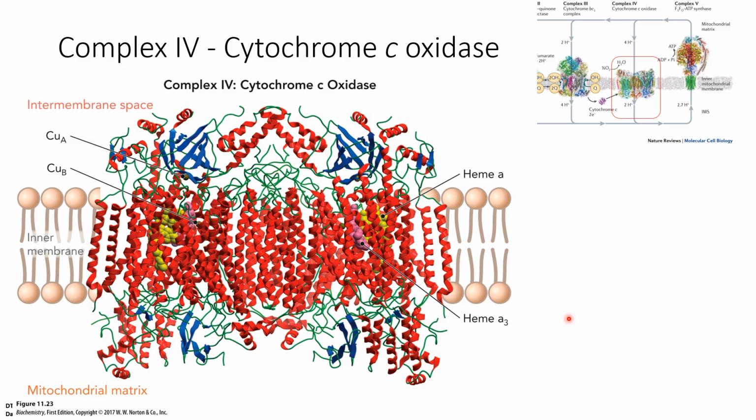So the final complex is cytochrome C oxidase. So it basically oxidizes cytochrome C from its reduced form back to its oxidized form. Here we can have some heme elements part of it. We have some copper ions that are part of this complex, and several other subunits.